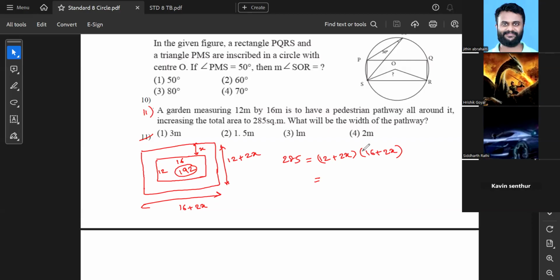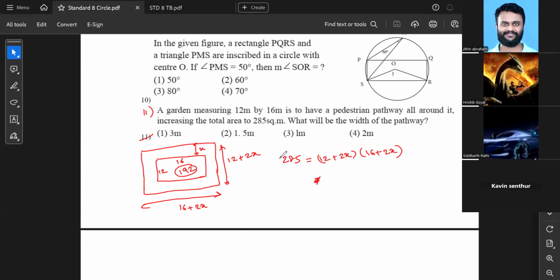Sir, excuse me, sir. Tell me, I'm listening. In this question, 285 ends with 5, sir. So in both, can't we use that method, sir? Kavin, your voice was not clear.